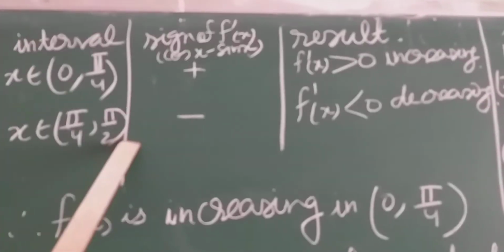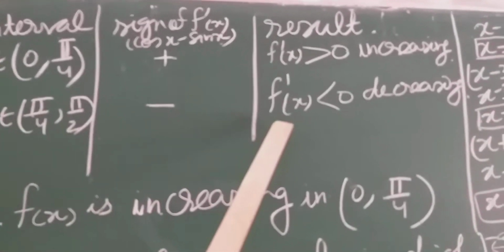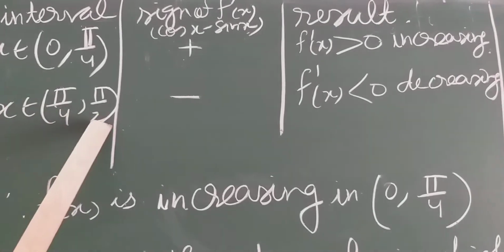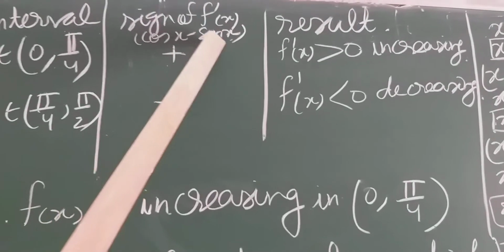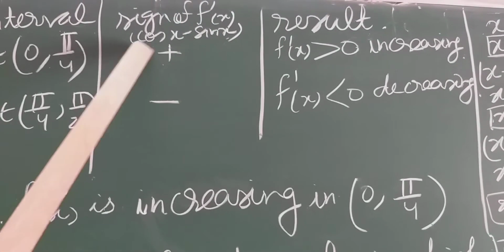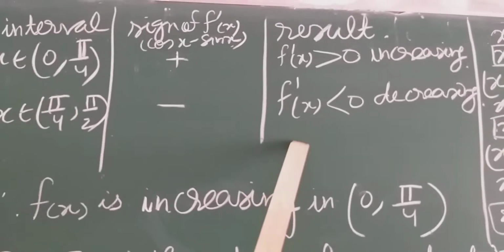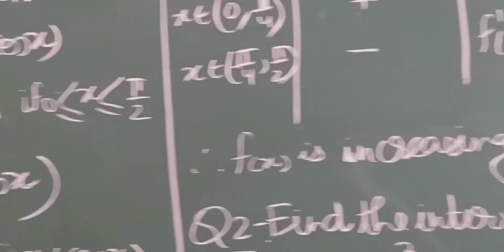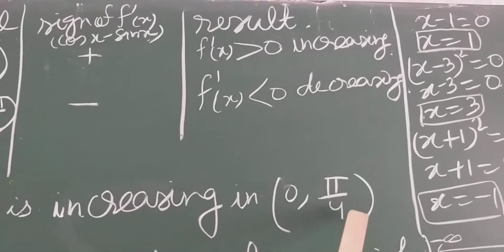Now the second interval, x belongs to pi by 4 to pi by 2. In this interval sin is greater than cos. Therefore cos x minus sin x will be negative. So f'(x) is less than 0. You can take an example of any angle lying between them. Let us take pi by 3. So cos pi by 3 value is 1 by 2 minus sin pi by 3 value root 3 by 2. So 1 by 2 minus root 3 by 2 is negative, student. So f'(x) less than 0 means the function is decreasing. We have to find the increasing function, students. So f(x) is increasing in the interval 0 to pi by 4.